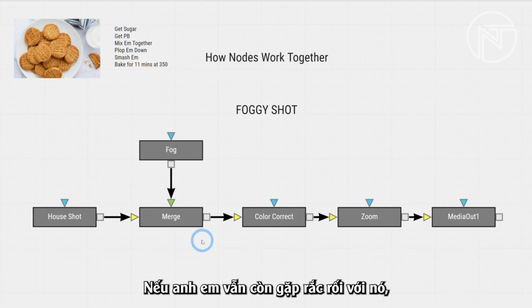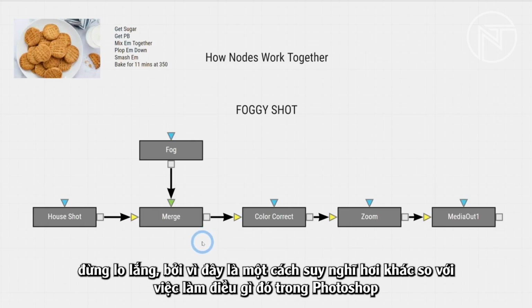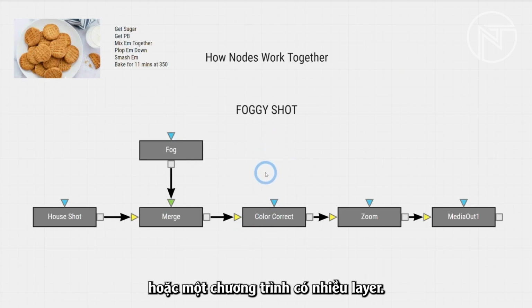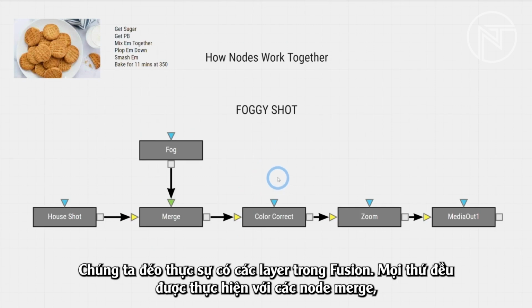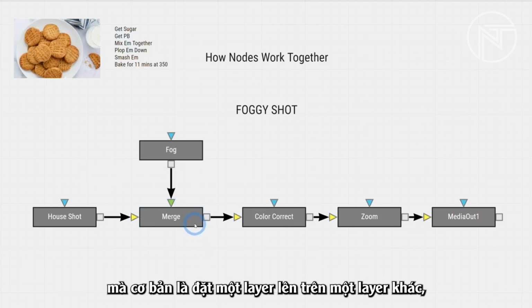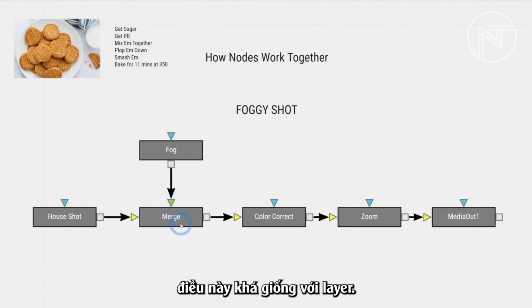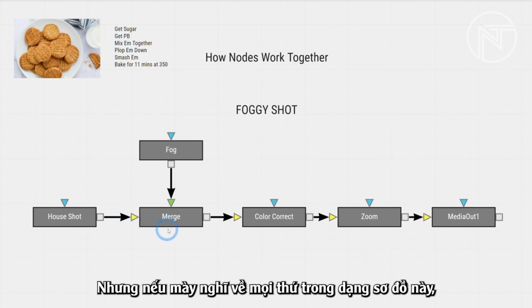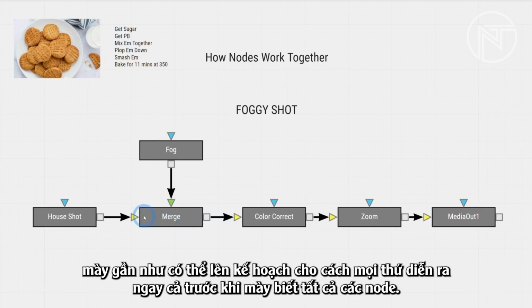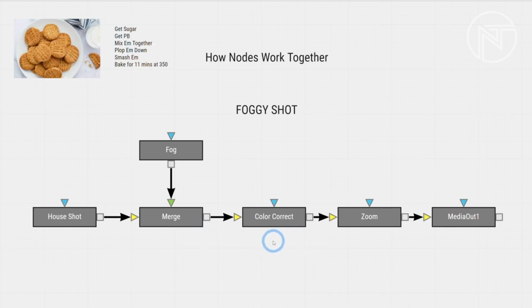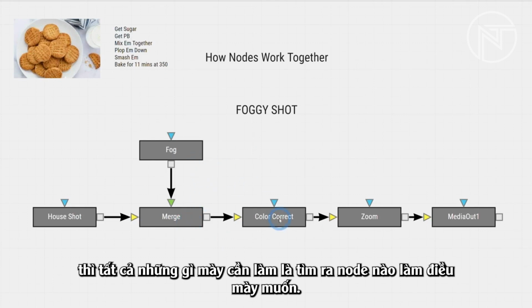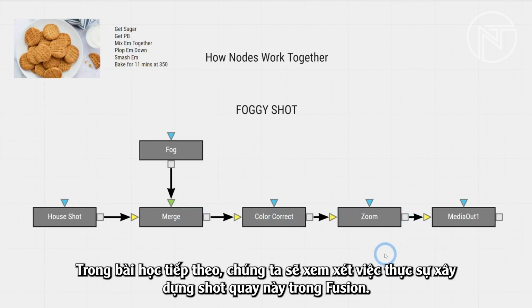If you're still having trouble with it, don't worry, because this is a little bit different way of thinking than, say, doing something like this in Photoshop or a program that has a bunch of layers. We don't really have layers in Fusion. Everything is done with these merge nodes, which essentially puts one layer over another, which is sort of like layers. But if you think about things in just this flow chart, you can almost plan how things go even before you know all of the nodes. If you can think of it like this, then all you need to do is figure out which node does what you want. Pretty fun. In the next lesson, we're going to take a look at actually building this shot in Fusion.